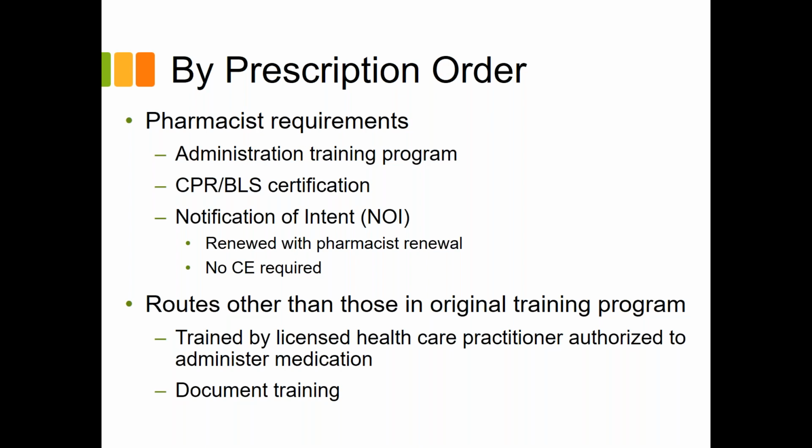And then for pharmacists who want to do routes other than in their original training program, and I think almost all pharmacists' original training program was the immunization, they were taught how to do IM and sub-Q. If you want to do a route other than that, the rule now allows that. You have to be trained by a licensed healthcare practitioner who's authorized to administer that medication by that route, and then you must document that training. So we've had some pharmacists inquire about doing some subdermal injections and also inquiry about IV type push and starting IV type things. So it is allowed now. You still have to go through the initial training and meet all the other requirements, but you can add other routes under this method.